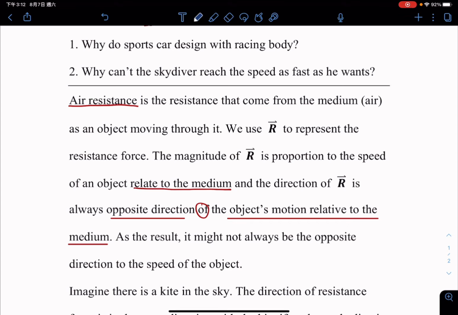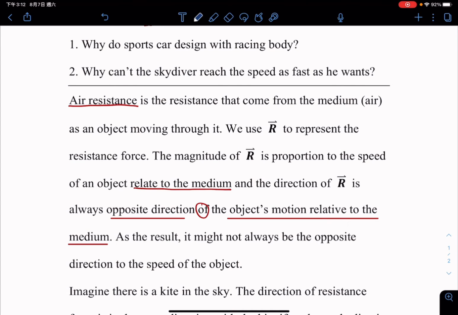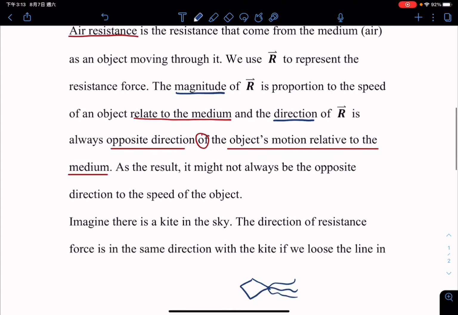Air resistance is a resistance that comes from the medium, which is air, as an object moves through it. We use R to represent the resistance force. We can divide the description of the resistance force into two parts: the magnitude of the resistance force is proportional to the speed of an object relative to the medium, and the direction of R is always opposite to the direction of the object's motion relative to the medium.